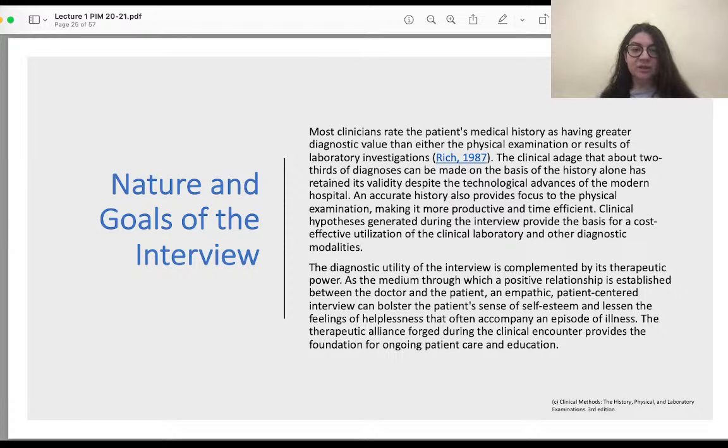The diagnostic utility of the interview is complemented by its therapeutic power, as the medium through which a positive relationship is established between the doctor and the patient. An empathic, patient-centered interview can bolster the patient's sense of self-esteem and lessen the feelings of helplessness that often accompany an episode of illness. The therapeutic alliance forged during the clinical encounter provides the foundation for ongoing patient care and education.